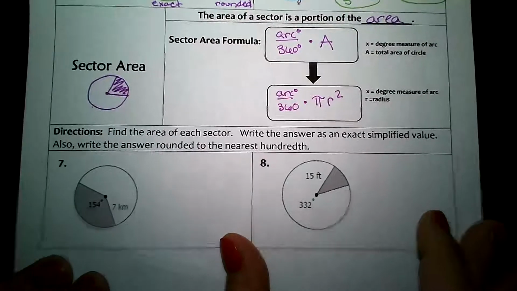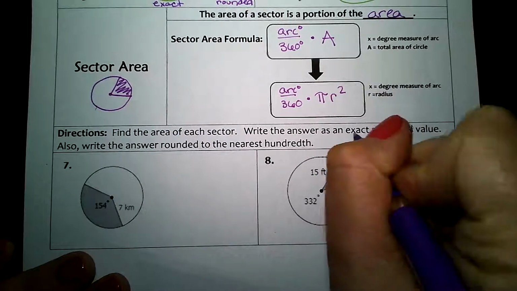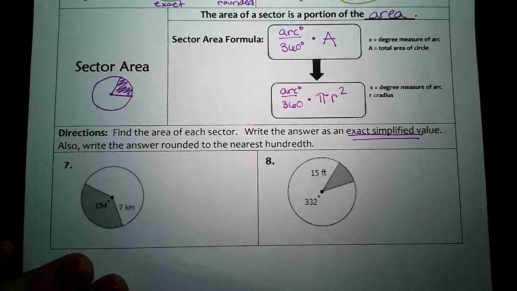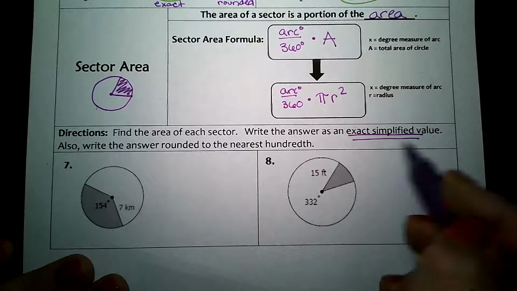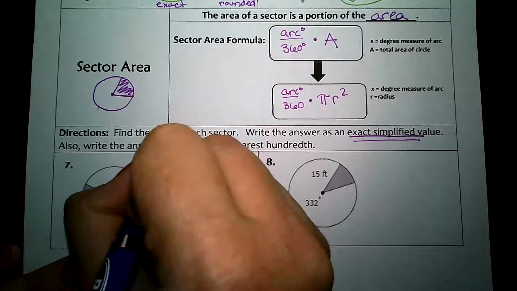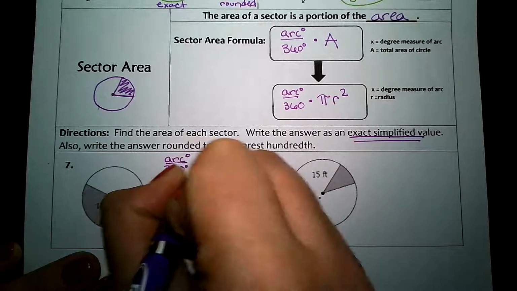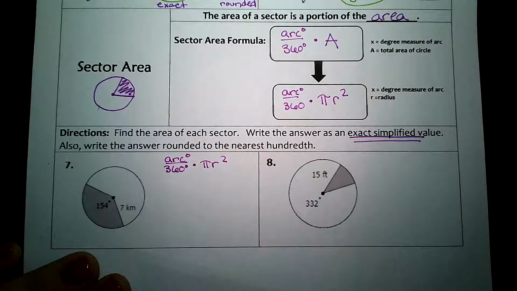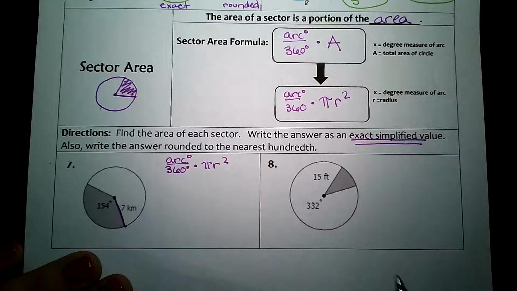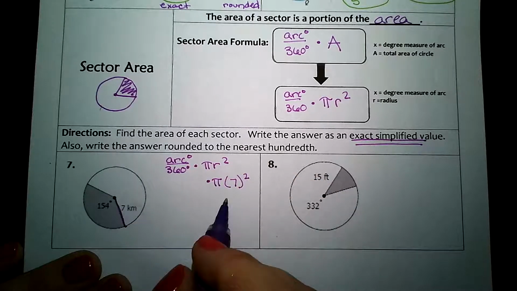Let's see it in action. Directions say, find the area of each sector, write the answer as an exact simplified value. Also, write the answer rounded to the nearest hundredth. So again, we have to be familiar with two ways to express our answer. So let's see what we get. Write down my formula here. Arc degree out of 360, there's the portion, times the total area, pi r squared. Well, in this picture, I've been given 7 as the radius. So I'm putting 7 in the r position.